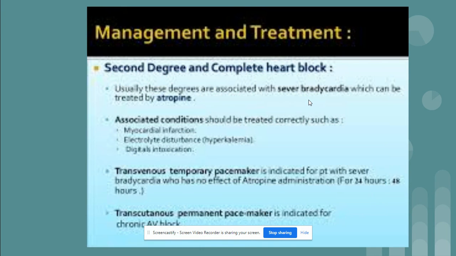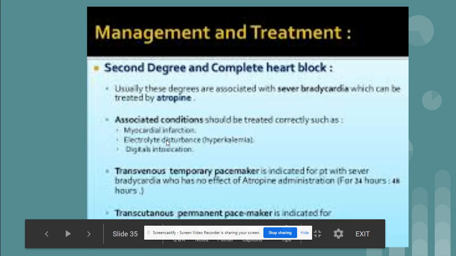Management and treatment. If there's an electrolyte imbalance, you could fix that. Maybe a pacemaker at this point.